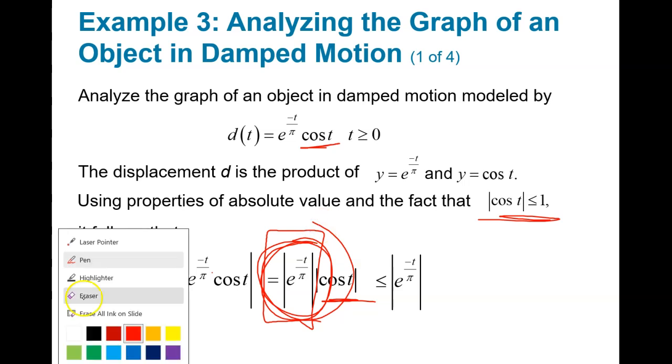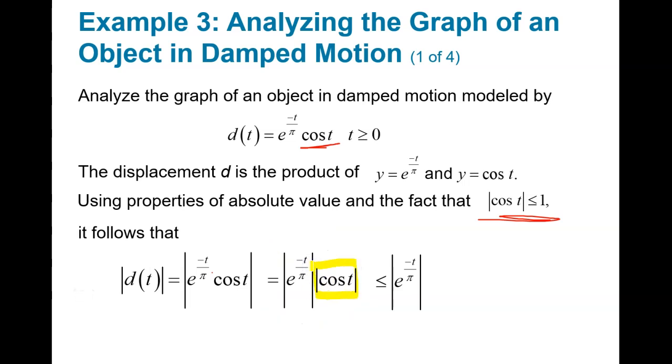What we mean by that is, because the cosine is at most 1, and I'm multiplying this times something that's as big as possibly it could be is 1, then we know that that product will be at most what's in the green. Because when you multiply something by 0.9, it's less than what you started with. When you multiply by 0.2, it's less than what you started with. And since the absolute value of cosine can be at most 1, then that product can be at most what we have in the green box there, which is the absolute value of e to the negative t over pi.